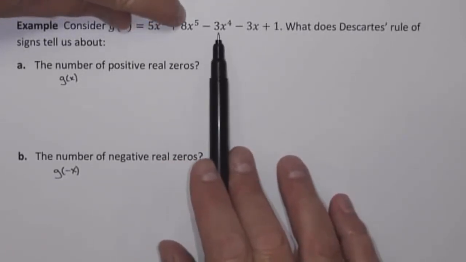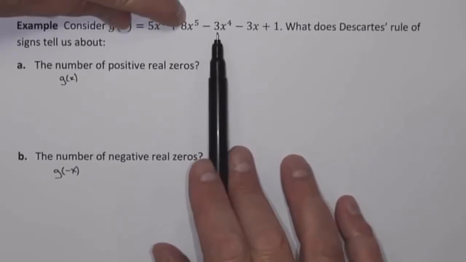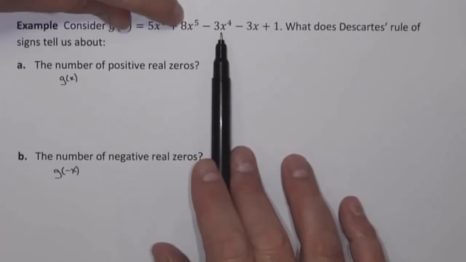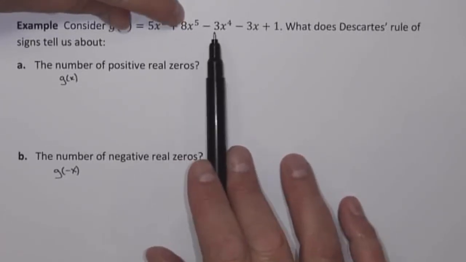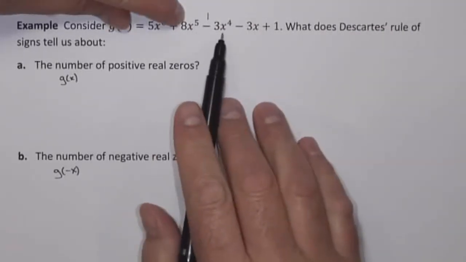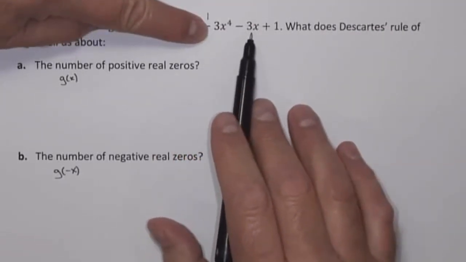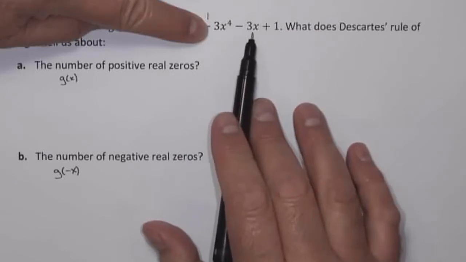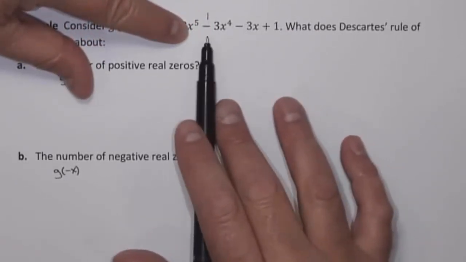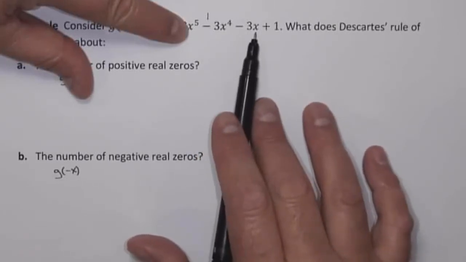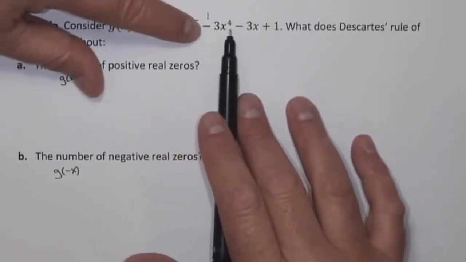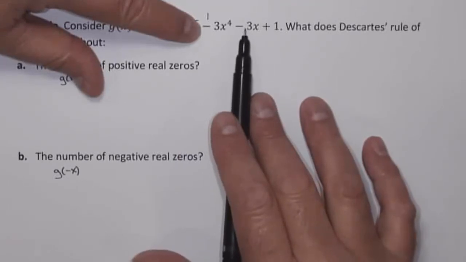Then we move to the next term. The coefficient there is negative 3, because we have negative 3x to the 4th. That is a variation in sign. So we're switching from positive to negative. That is one variation in sign. Now going from negative 3x to the 4th to the next term, which is negative 3x, it stays negative. So that's still no variation in sign. We stay negative, so we're still at one variation.